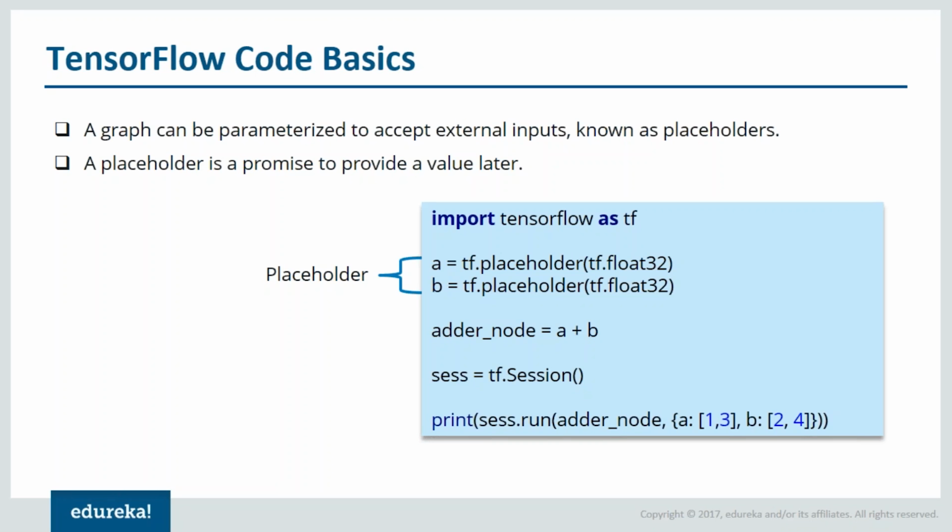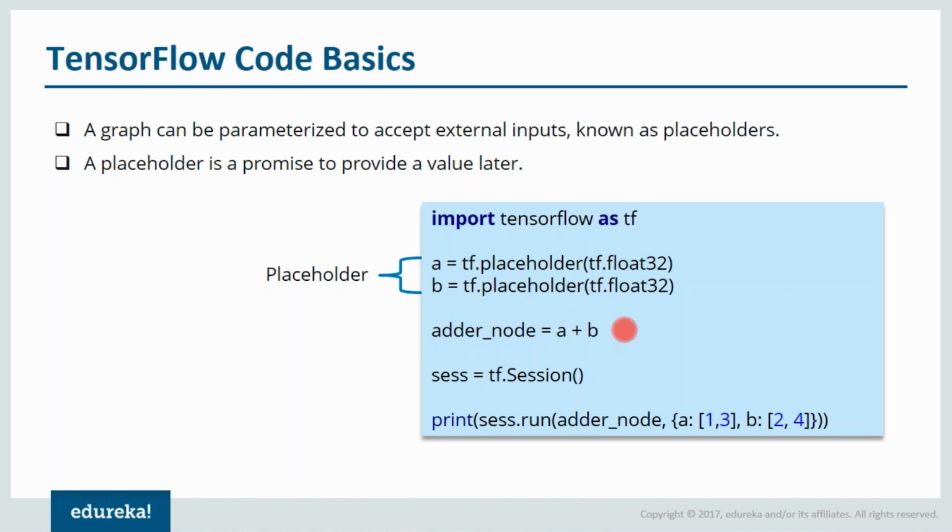So basically, a graph can be parameterized to accept external inputs as well. And what are these? These are nothing but your placeholders. And a placeholder is basically a promise to provide values later. There's an example in front of your screen. Over here, these three lines are a bit like a function or a lambda, in which we define two input parameters a and b, and then an operation on them. So we are actually performing addition. We can evaluate this graph with multiple inputs by using the feed_dict parameter. As you can see, we are doing it here. We are passing all these values to our placeholders, and accordingly we'll get the output.